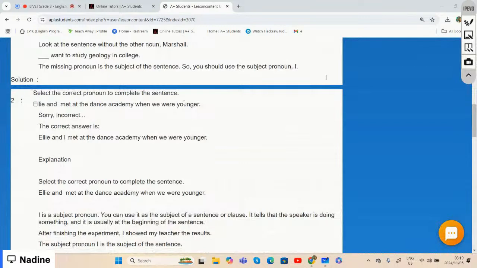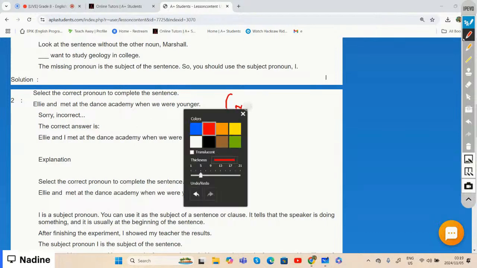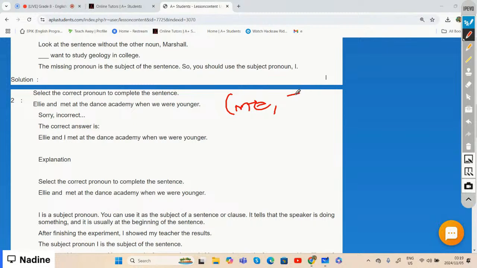All right, let's look at the next one. Do we say Ellie and me, or do we say Ellie and I met at the dance academy when we were young? Ellie and me or Ellie and I?